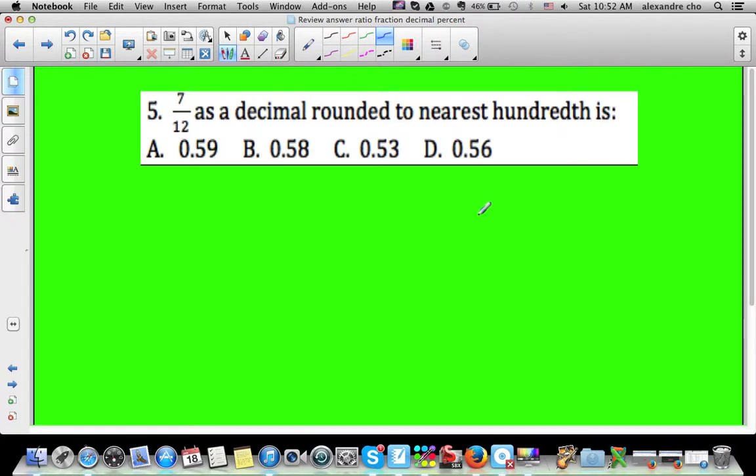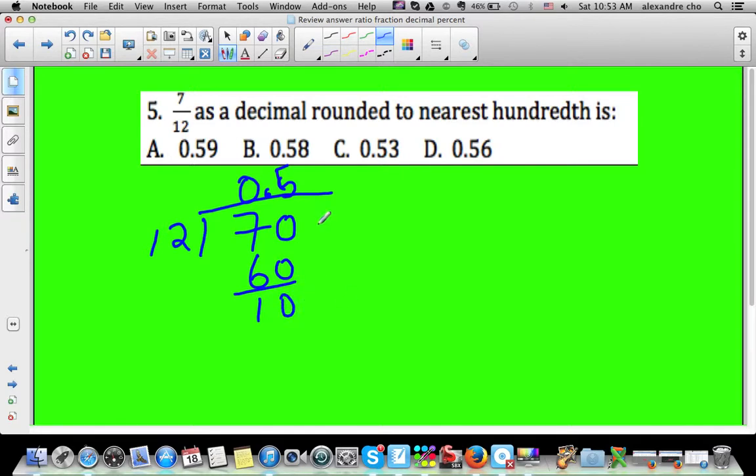Five. 7/12 as a decimal rounded to the nearest hundredth. Careful here. Let's divide. To change a fraction to a decimal, you divide numerator by denominator. 12 does not go into 7, so let's add a 0 at the bottom. 12 goes into 70 5 times, which is 60. You subtract, you get 10, and let's bring another 0 down. 12 goes into 100 8 times, and that's 96. And you have 4 left over.